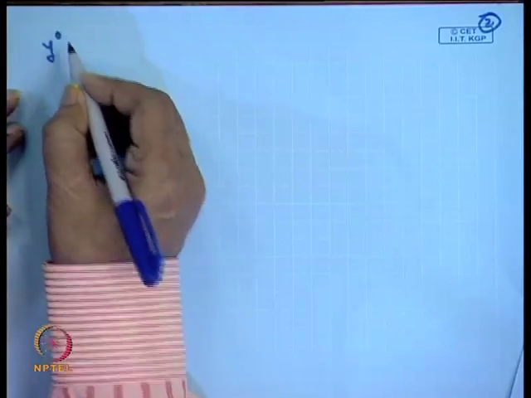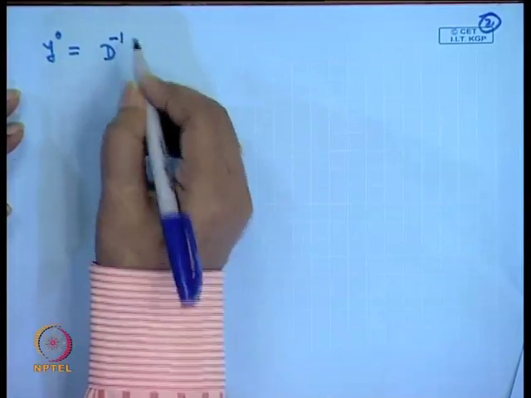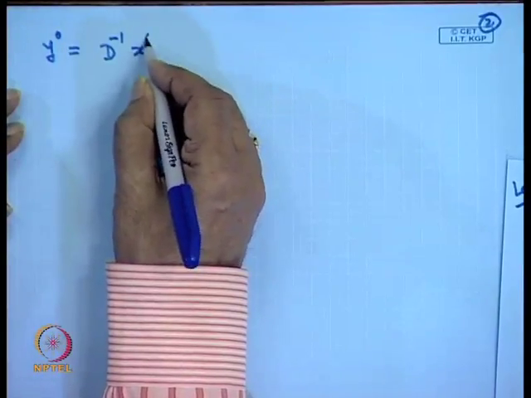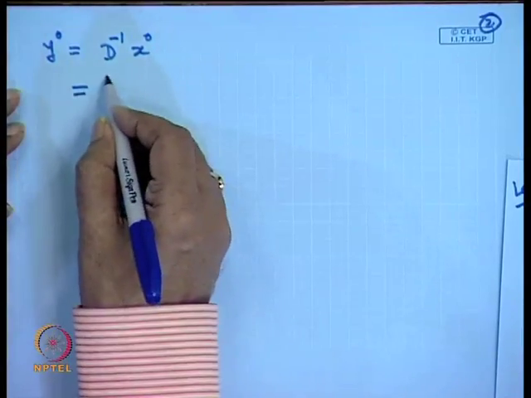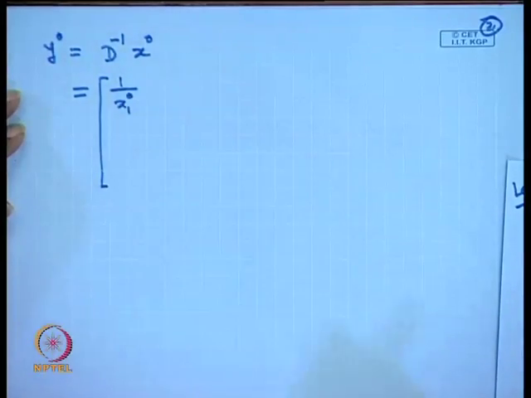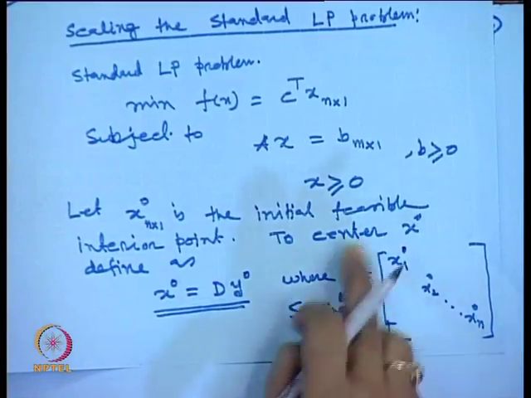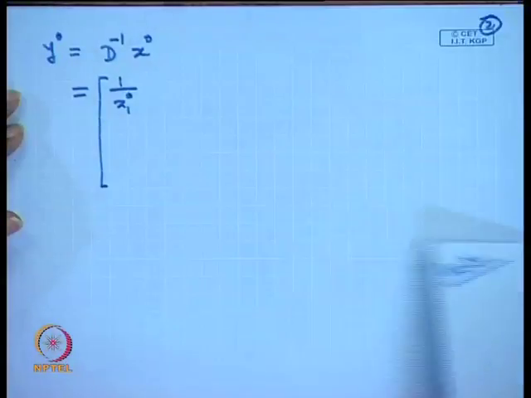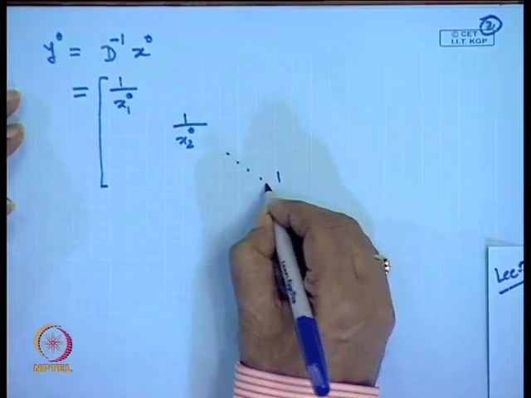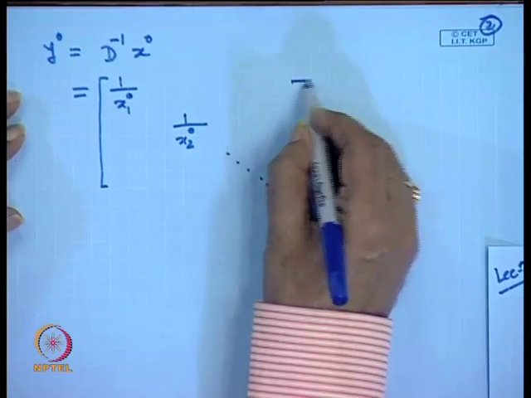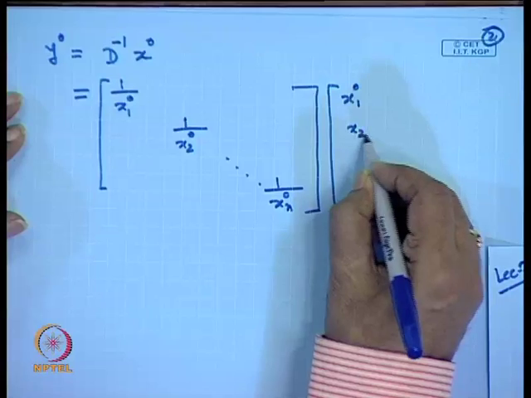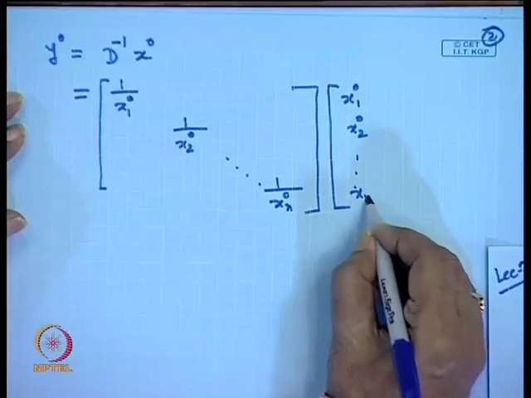y 0 of this is nothing but d inverse, you have to take the inverse of d, times x 0. And what is d inverse? d inverse is nothing but 1 by x 1 superscript 0, because it is a diagonal matrix, and you take the reciprocal of each diagonal element. Then 1 by x 2 superscript 0, and this way 1 by x n superscript 0. This is multiplied by x 0, which is x 1 superscript 0, x 2 superscript 0, dot dot, x n superscript 0.